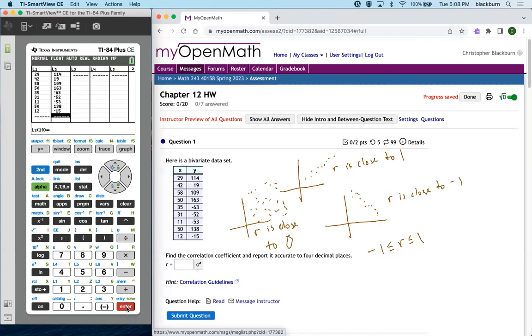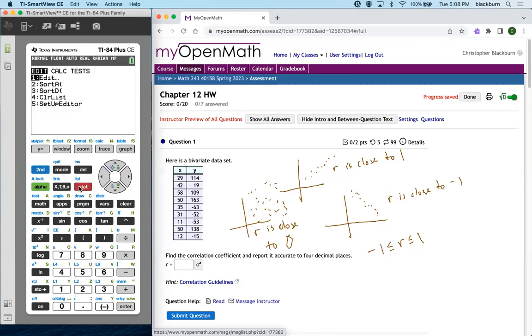Now I got to figure out if they're related. How related are they linearly? Okay, so to find out the linear relation, I'm going to go to stat and I'm going to go to calc this time. Stat, calc, you're going to go down to LINREG. That means linear regression. So they're going to give you an A value, which is going to be the slope of the line of best fit. They're going to give you a B value, which is the y-intercept of the line of best fit. And then they're going to give you your correlation coefficient.